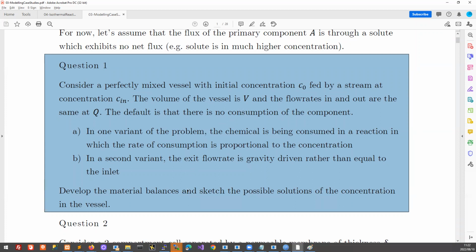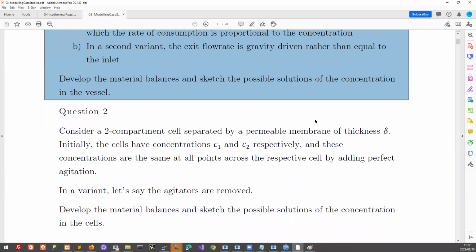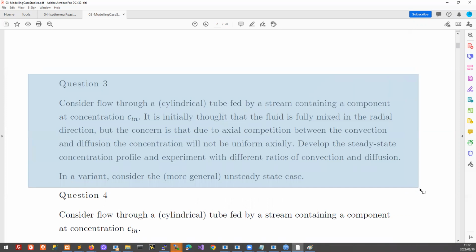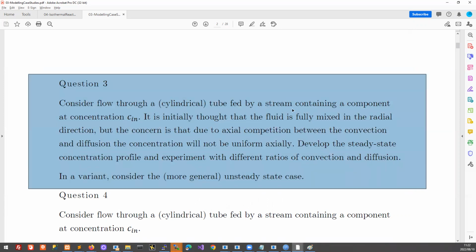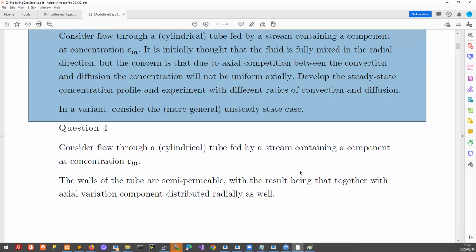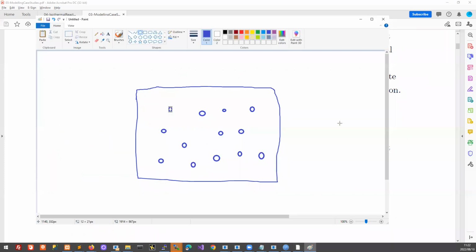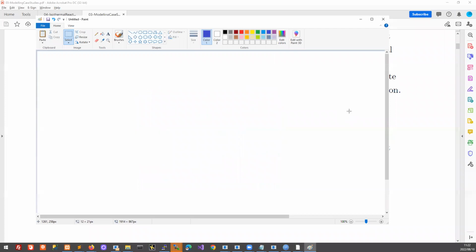So think about something like this. We've got flow in a cylindrical tube fed with a stream, and so we are given the entering concentration, and then the fluid is perfectly mixed in the radial direction, but due to axial competition between convection and diffusion, concentration is changing. So we want to develop the concentration profile. Okay, so what I want to do then is just describe some problems here, and then we'll work through them further as we go.